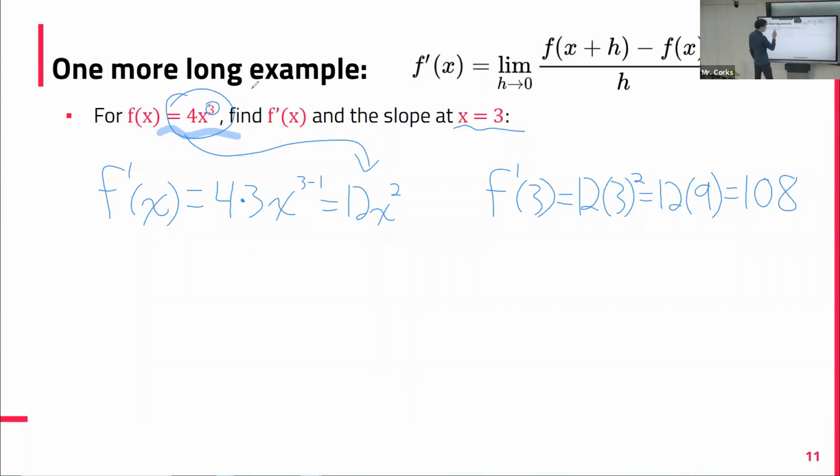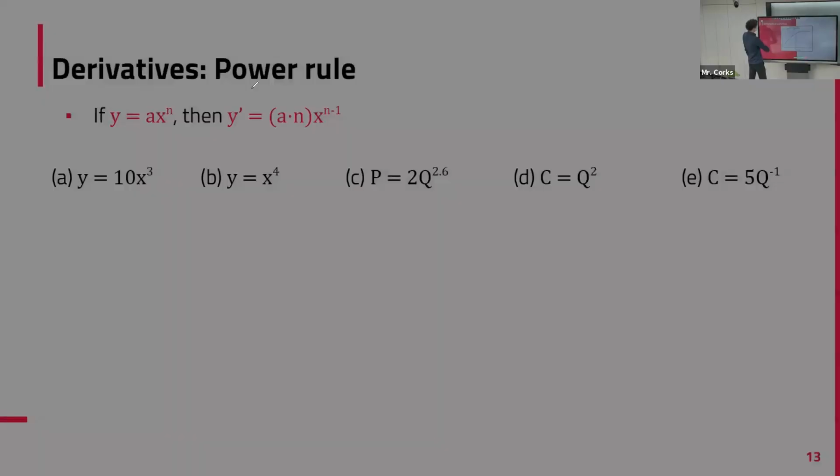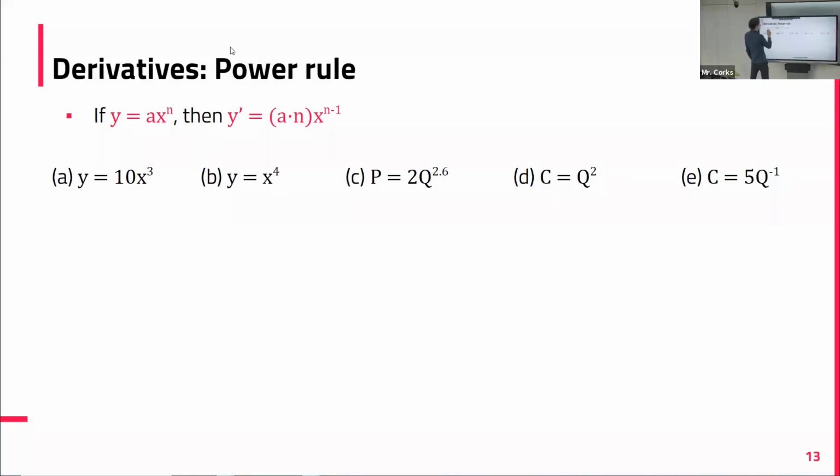Okay. So what we used here is called the power rule, which is this here. If our original function looks like y equals ax to some exponent n, then our derivative y prime is a times n, the value of the exponent, and then you just subtract 1 from the exponent. That's it. So we spent an entire class last time just getting to that little shortcut rule.